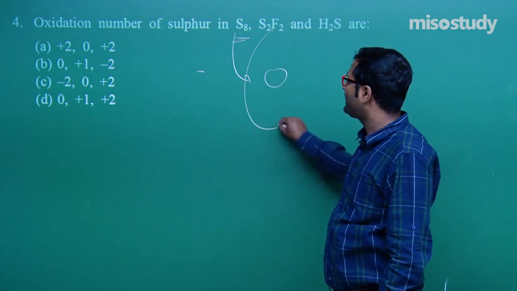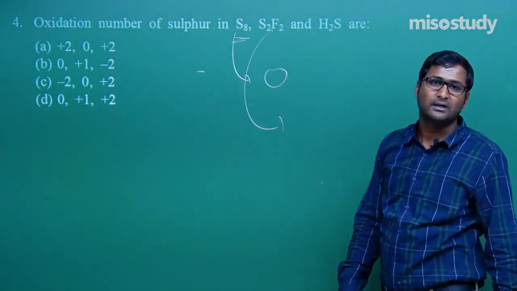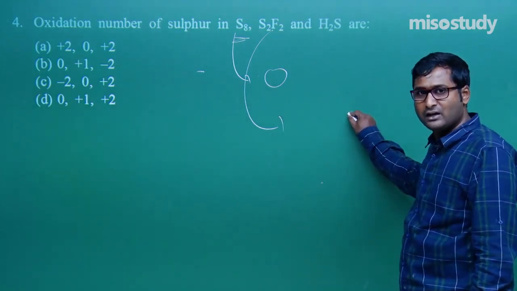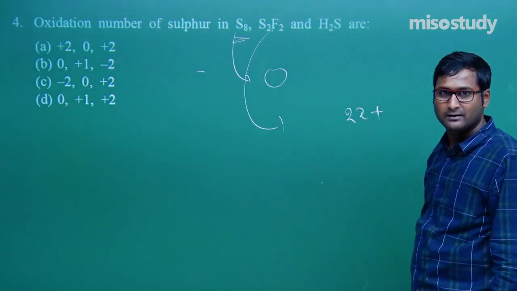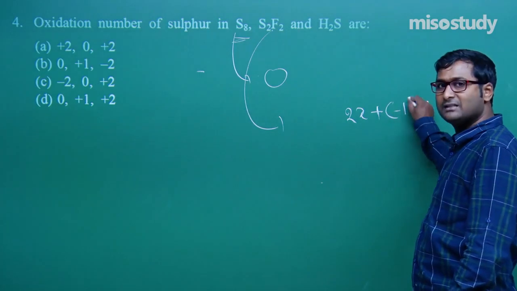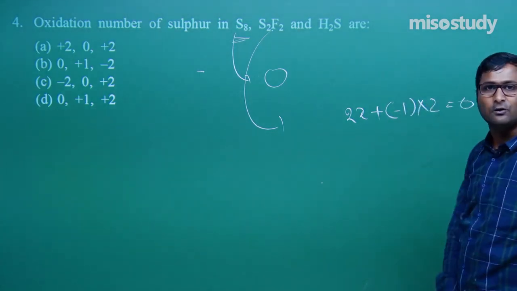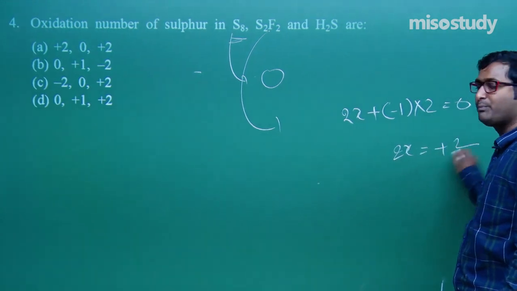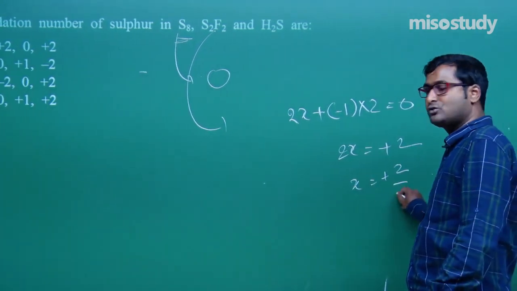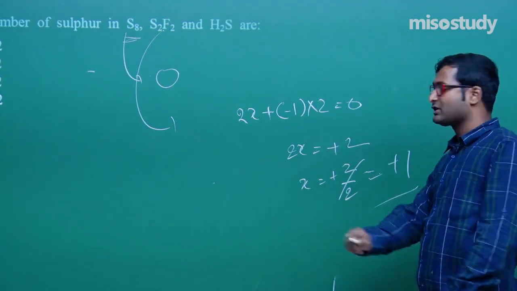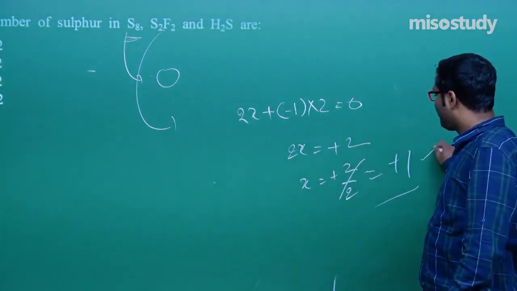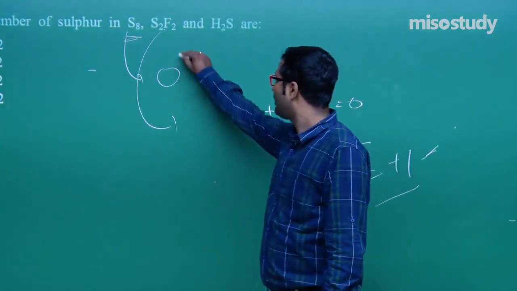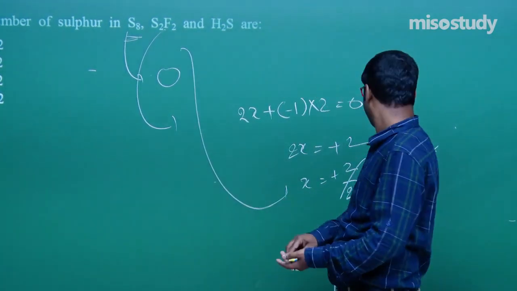Now, if I talk about H2F2, then tell me what will happen. As we know, fluorine has oxidation state -1. For H2, we put 2x, and for fluorine, that is -1 into 2, is equal to 0. So what will happen in this case? We know 2x is equal to plus 2, x is equal to plus 2 upon 2, that is plus 1. Is it visible? That is plus 1. Clear to you? For H2F2, the oxidation state is plus 1.